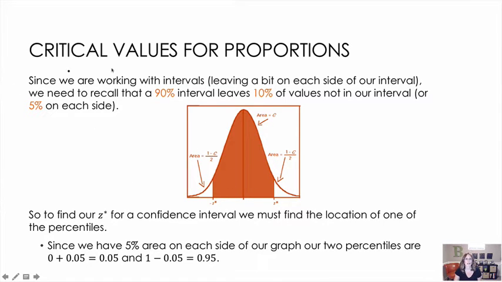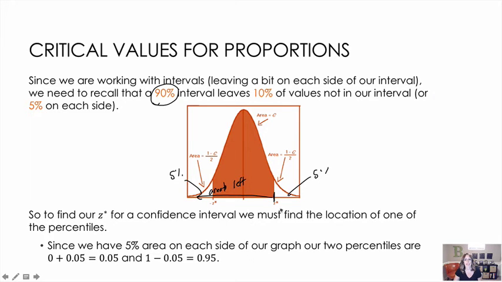So we're working with intervals, and we're going to leave a little bit on each side of our interval because we're capturing an interval. So there's a little bit left on the outsides. So if I'm using, say, a 90% interval, that's 10% on the outside, but that's 5% here and 5% here. Now, when I'm plugging this into either my calculator or StatCrunch, what I'm looking for is what's this value? What's the area to the left of the curve? Area to the left is what I'm looking for.